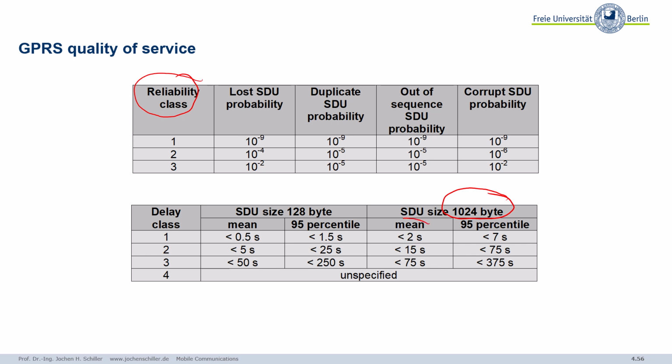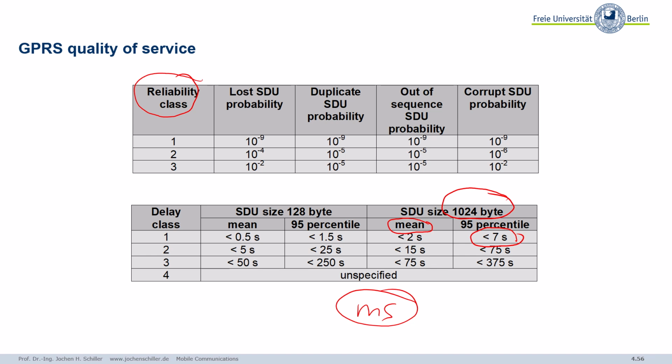So the mean values for transmitting a kilobyte for the delay are, for the best delay class, something like 2 seconds. And for the worst delay class, it's unspecified. And 95% of the 1 kilobyte packets will reach you within 7 seconds. So we are talking about seconds. In fixed networks, we are talking about milliseconds. So across a country, you have delays of whatever, 10 milliseconds, something like this. Here we are talking about seconds.